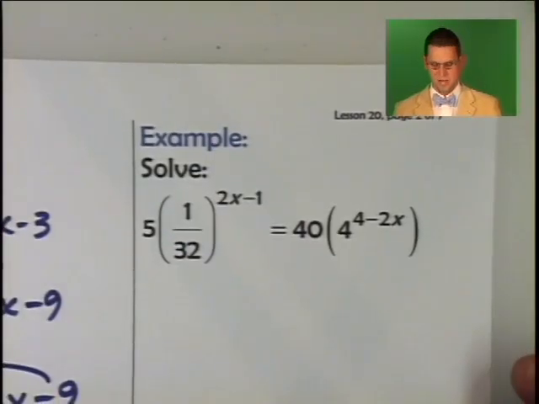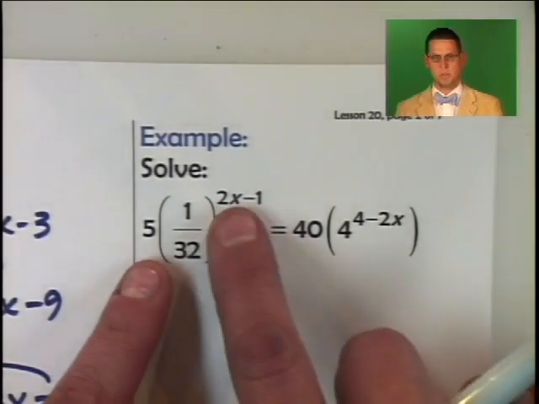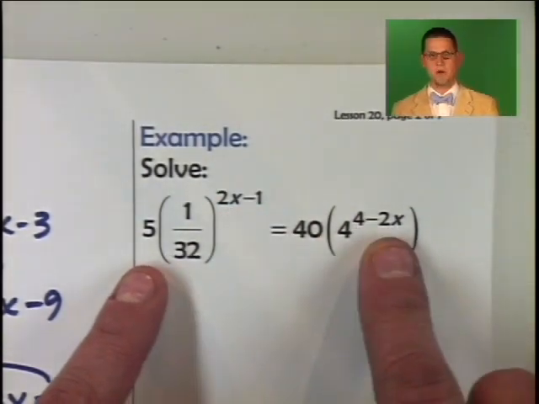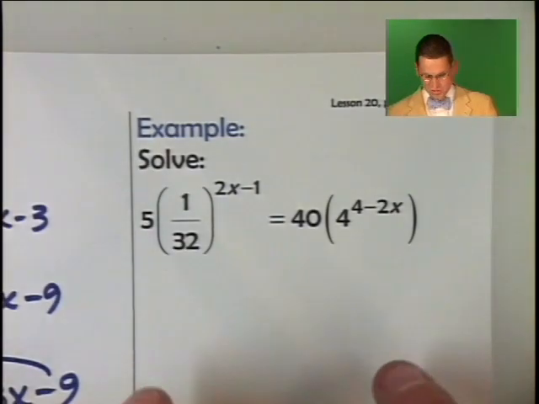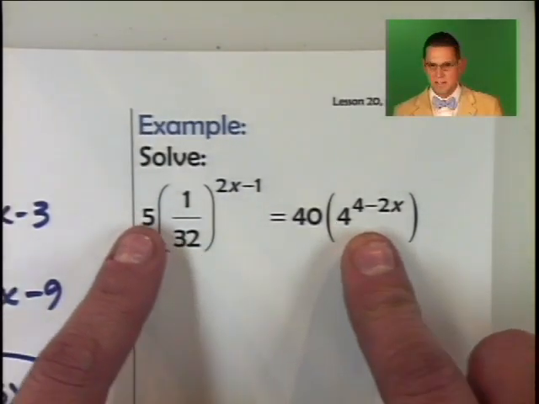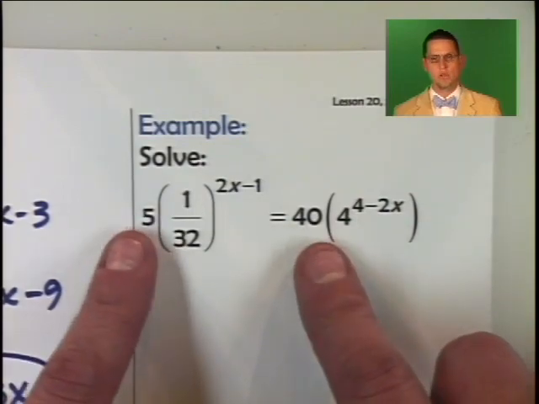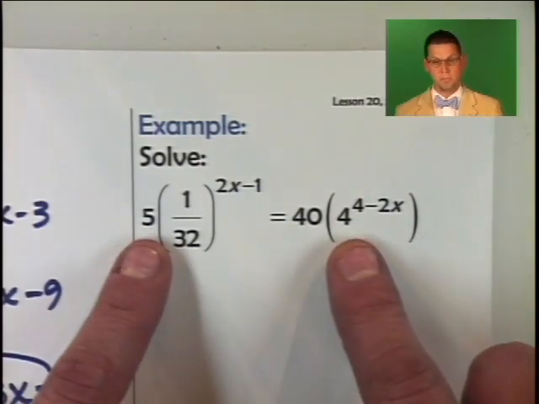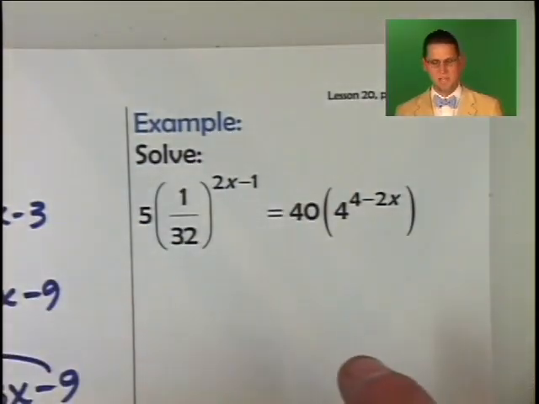Okay, let's look at this example here. Now this one is also exponential. I've got a variable in the exponent, variable in the exponent. Now at first glance, I've got a 5 times something and a 40 times something. We're not going to be able to get the bases the same if I have these little constant multiples multiplied by my exponential bases. So getting the bases the same won't work.